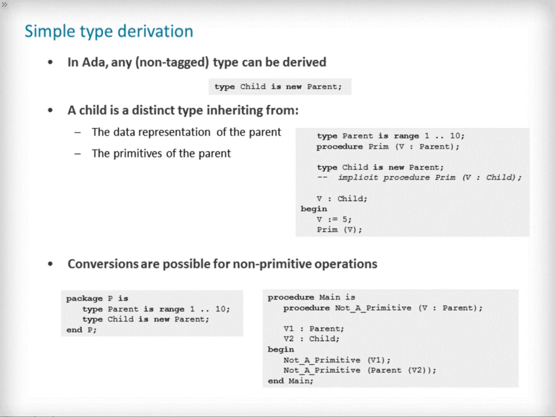The procedure body makes calls to not a primitive, passing the parent typed object naturally, but has to typecast the child typed object into the parent type for a second call to not a primitive.